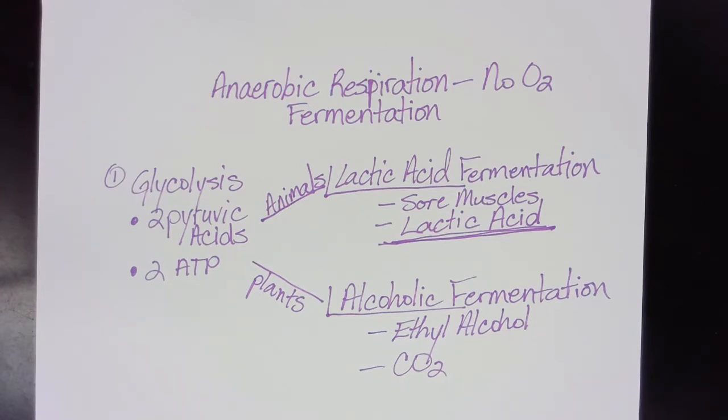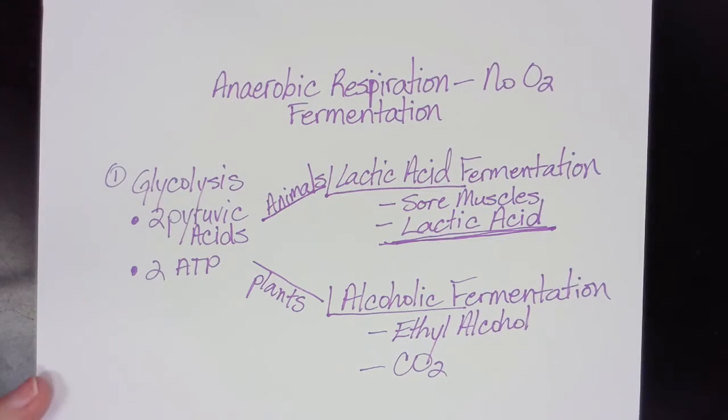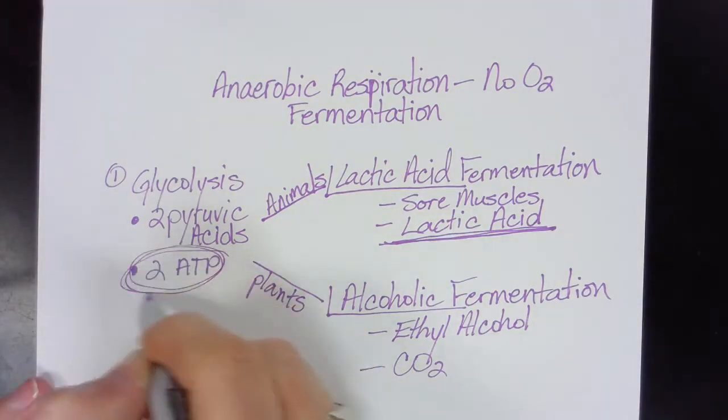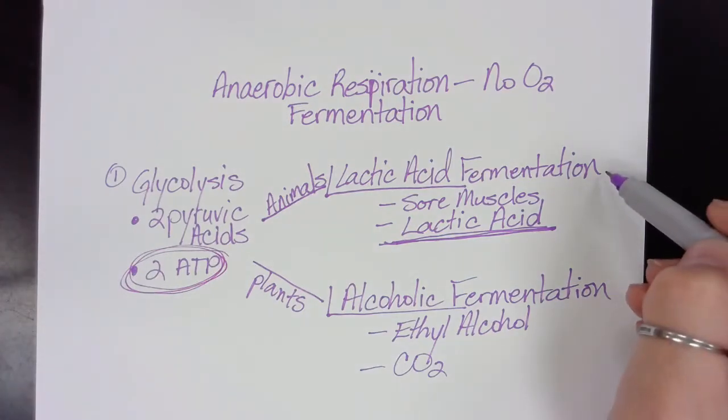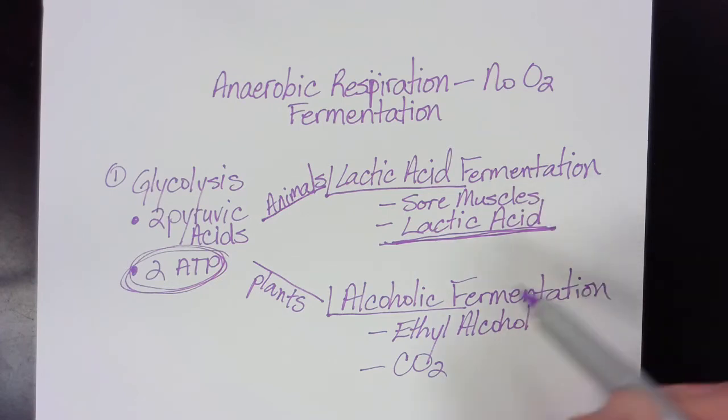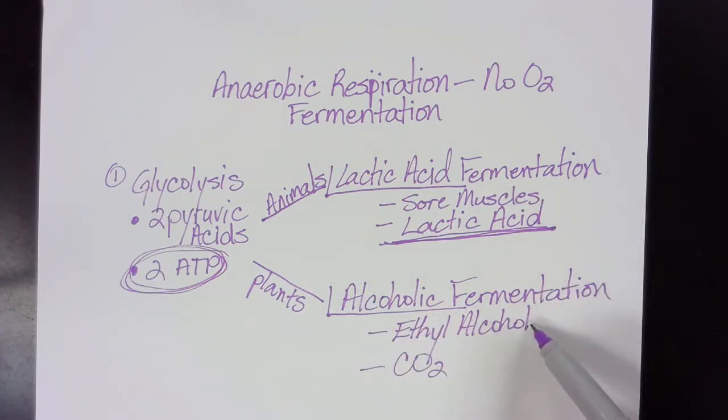So remember, you have aerobic respiration, which gives you your main amount of 36 ATP, but then you have your anaerobic respiration, which is no oxygen, which is giving you only 2 ATP. But you have lactic acid fermentation, which gives you lactic acid for animals, or you have alcoholic fermentation, which gives you ethyl alcohol and carbon dioxide. So that's just a breakdown of fermentation really quick.